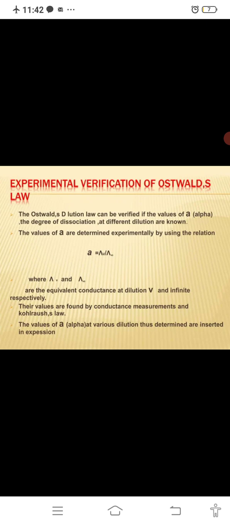The values of alpha at various dilutions thus determined are inserted in the expression K is equal to alpha squared divided by 1 minus alpha times V. If the values of K come out to be constant, Ostwald's law stands verified.